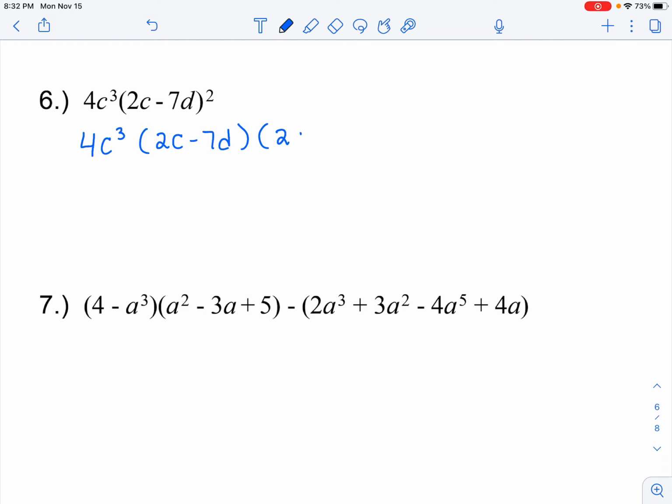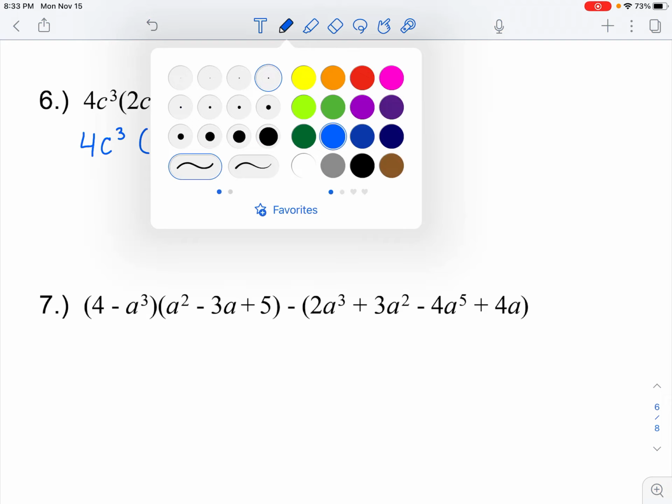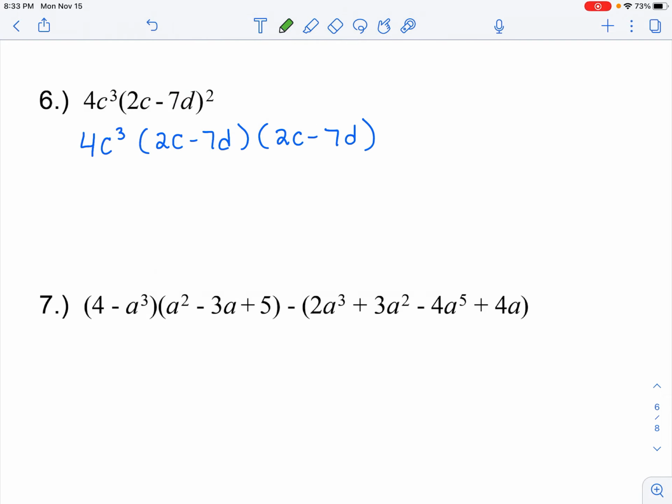Squaring something means multiply it by itself. And now you can see that this is really just a multiplication problem and not a properties of exponents problem. My recommendation is to deal with the parentheses first. So I'm going to leave the 4c cubed there for right now.